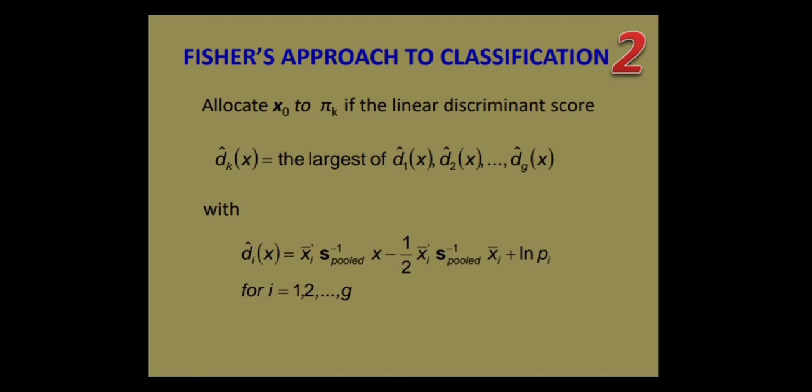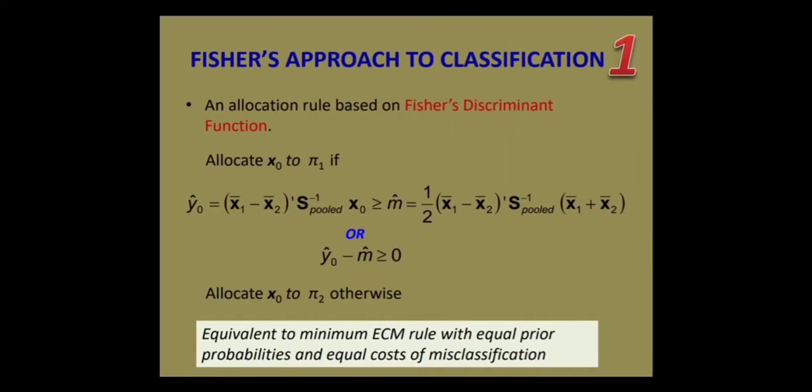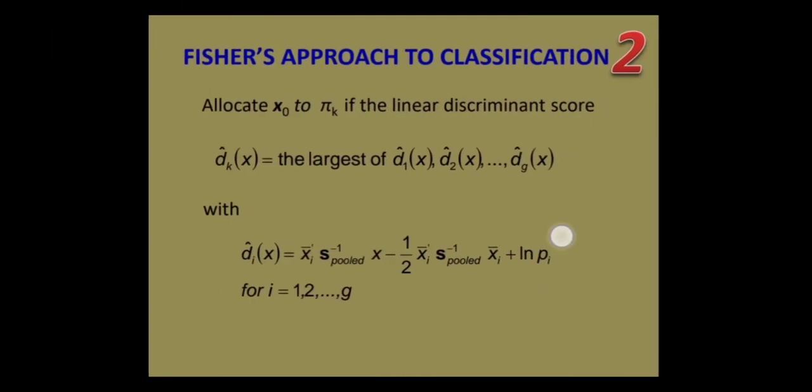Tadi kita ada dua group saja, so we can choose whether kita nak guna the first approach, ataupun gunakan this approach, linear discriminant score. But if we have more than two groups, ada 3 groups, memanglah suitable for us to use the second approach. Tak boleh gunakan the first approach. First approach untuk two population ataupun two group sahaja. Okay, the second approach here we can use if the groups is more than 2.